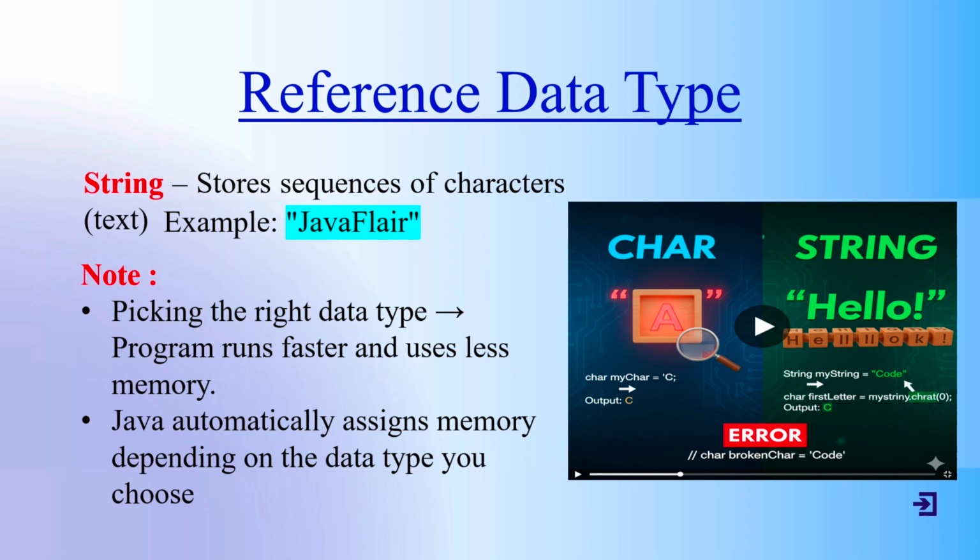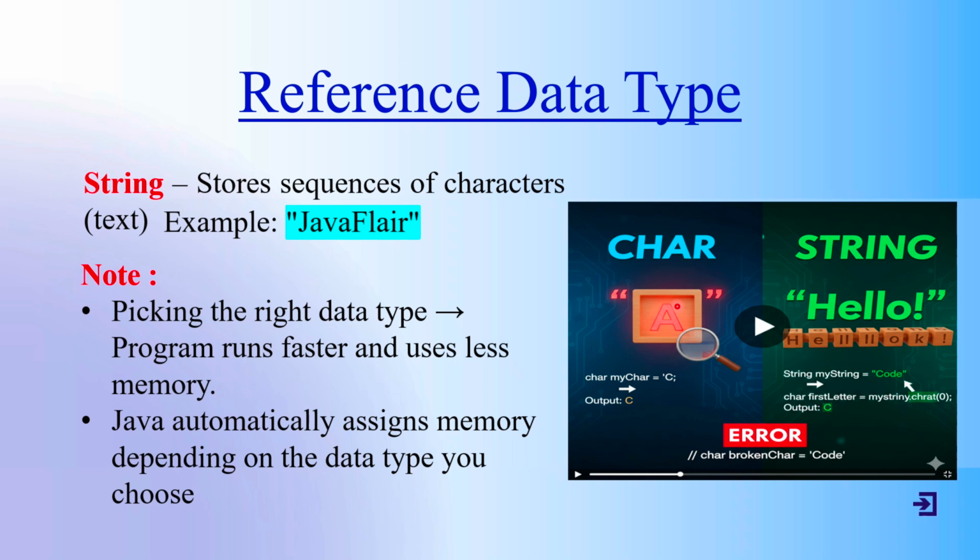Now let us talk about reference data type. Reference data type is nothing but a string. Strings are used for storing information like text, name, words, or even a full sentence. Example, name JavaFlair. The difference between character and string is that a character can hold only one letter, but a string can hold many characters together. And we mainly use single quotation marks for character and double quotation marks for string.